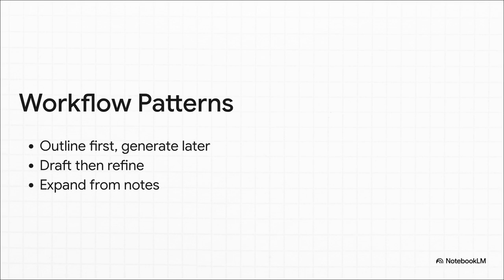Second, draft, then refine. Generate a rough cut, paste it in, and then just edit it directly yourself. And third, expand from notes. Just paste your bullet point notes into the context box and tell the AI to expand them into 500 words. Honestly, it is so much faster than staring at a blank page.